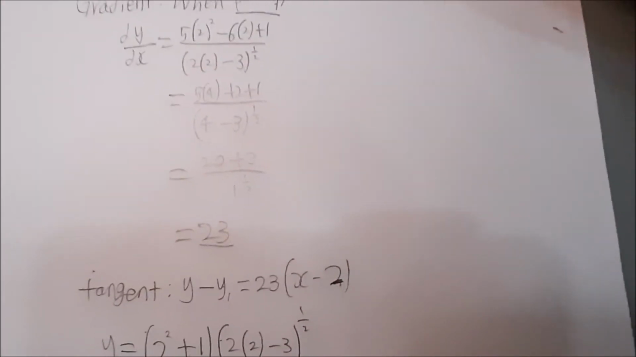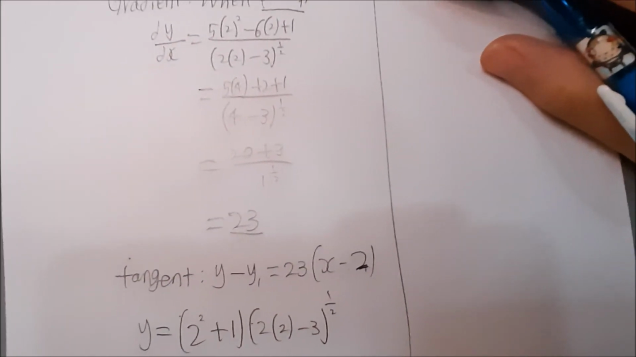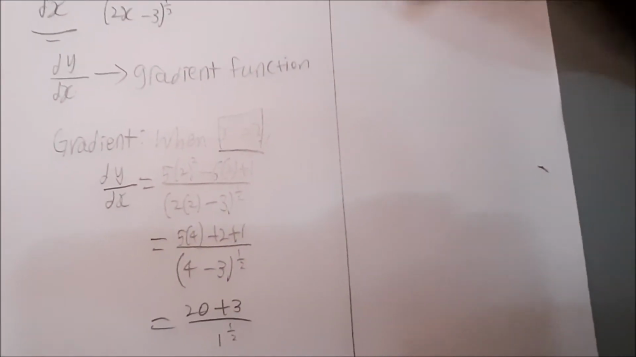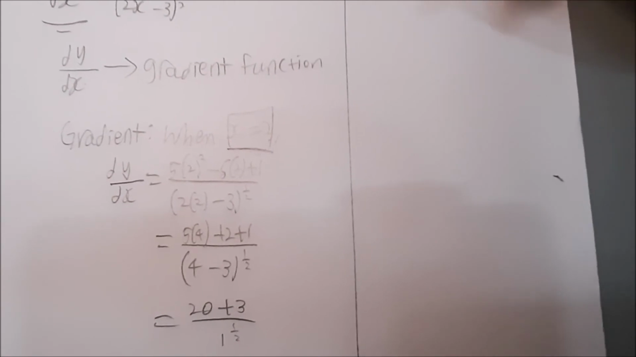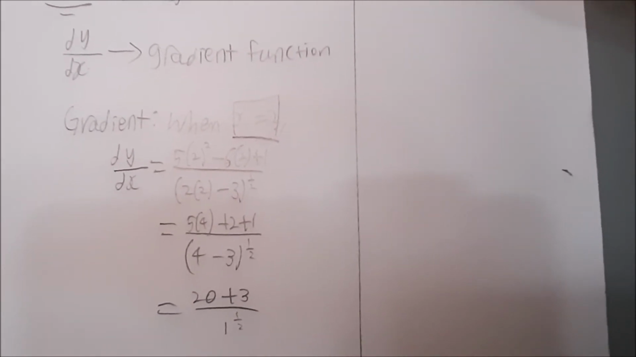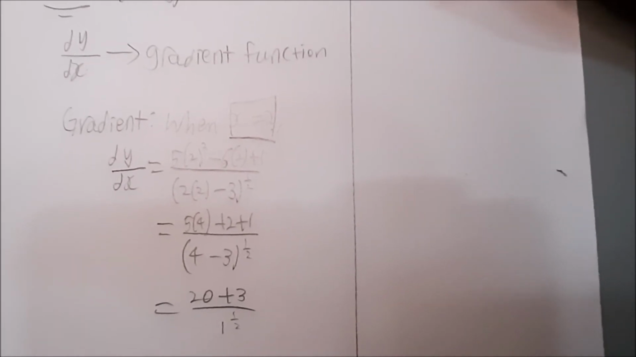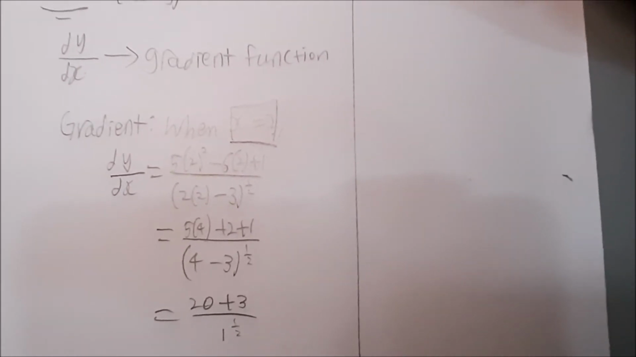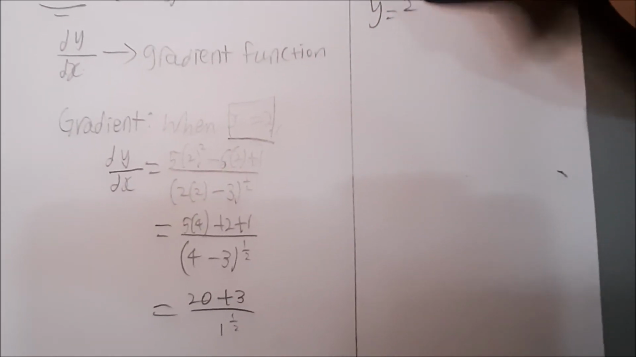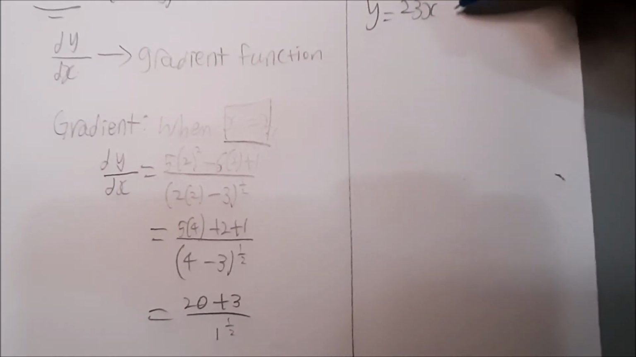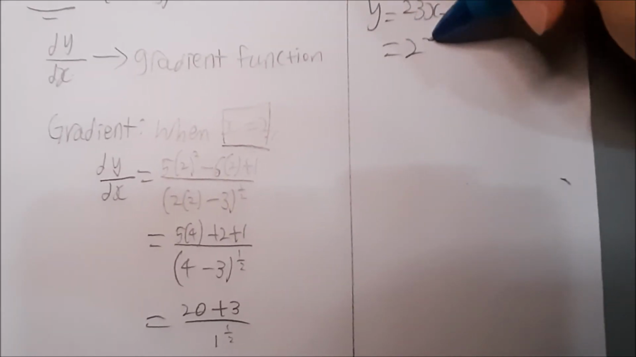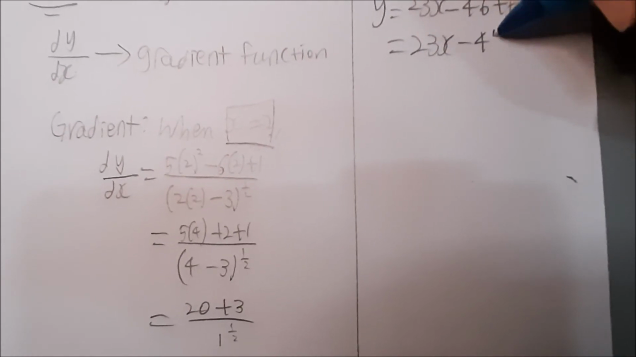So the equation of the tangent will become y minus 5 equals 23 times (x minus 2). Remember, this is the tangent, not the normal. So from here you can simplify this so that it becomes y equals 23x minus 46 plus 5. So that just becomes 23x minus 41.